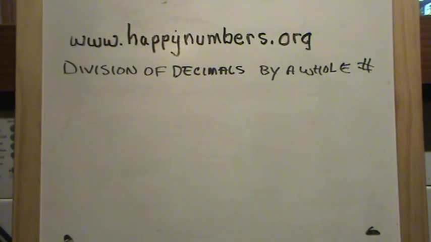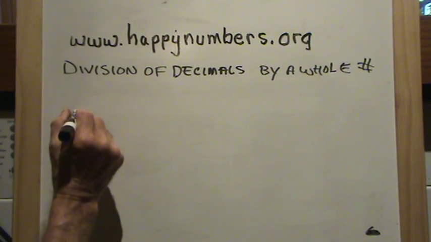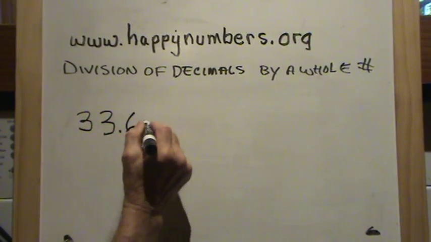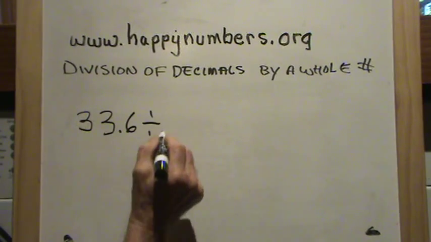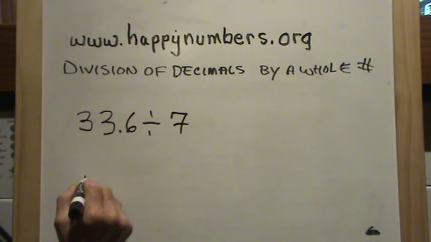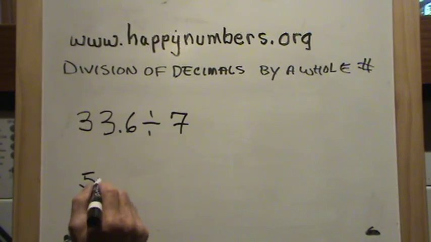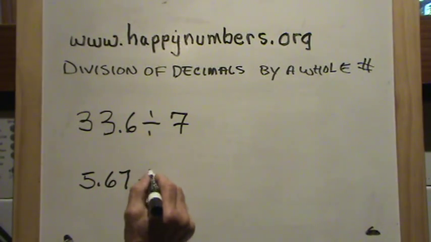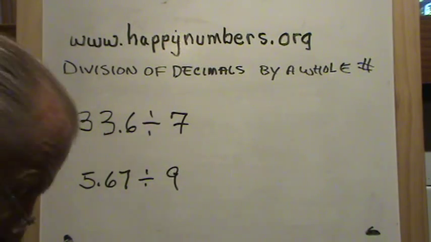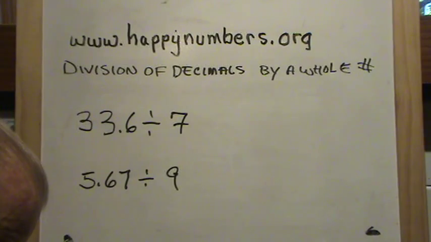So I'm going to put up 2 problems for you. 33 and 6/10 divided by 7, and 5 and 67 hundredths divided by 9. Okay, so put your DVD or video on pause, work these problems, and then turn it back on again and we'll go over them.